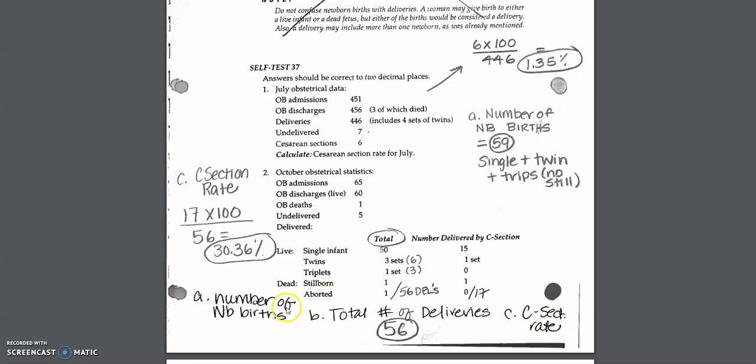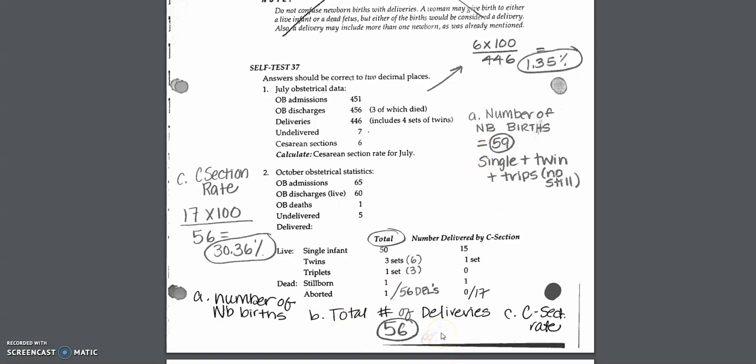But before we do that, we have to talk about the number of newborn births versus B, which is the total number of deliveries. So I've got A written up here to the side. The number of newborn births is 59. How did I get that? You're going to take this 50 singles, plus 3 sets of twins, so I've written 6 out here to the side, plus triplets, right? So you have 3 of those. So that's 50, 56, 59. It asks for the number of newborn births, not stillborn or aborted. So your answer is 59.